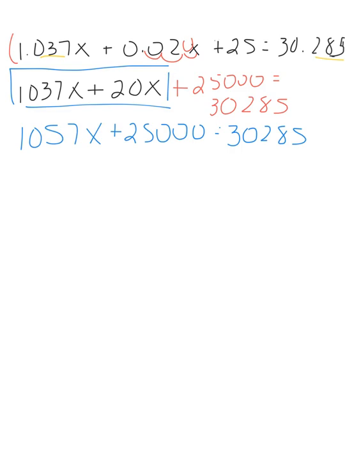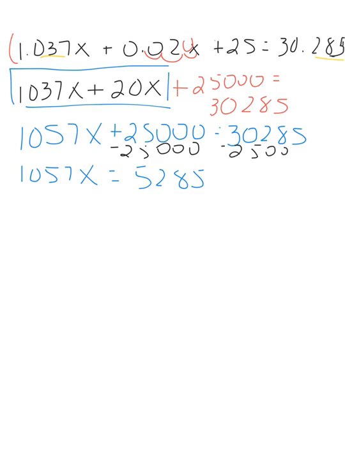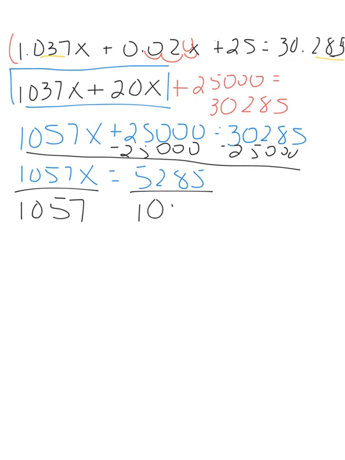Subtract 25,000 from both sides. You get 1057x equals 5285, because we did this. Okay, now we're going to divide by 1057, and we get 5.